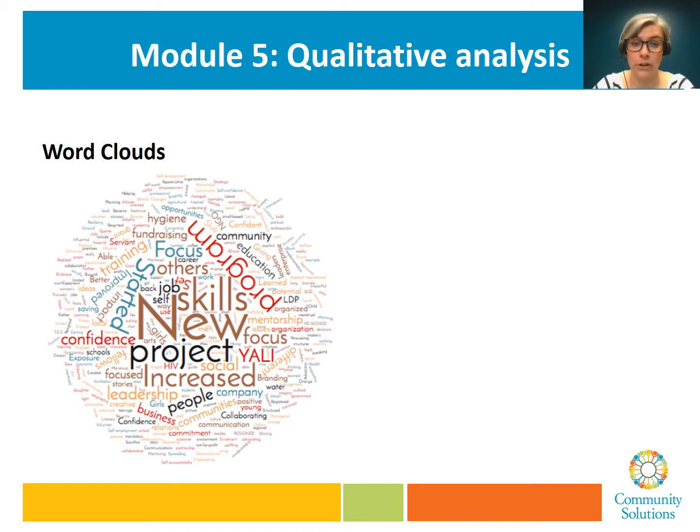So the first is word clouds. As I mentioned before, qualitative data is often a lot of text. So services like Wordle on the internet let you enter a chunk of text and it'll make a picture of all the words in that text, making them bigger based on how often they occur. So looking at the example here, we see that some things that come out quite a lot are new skills, confidence, focus, leadership, some of these different elements. So those are things that were really important in the analysis that we conducted for this particular program.